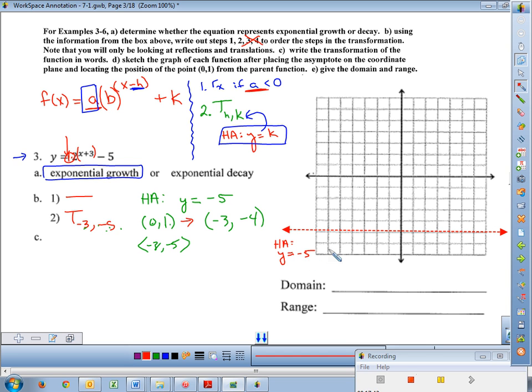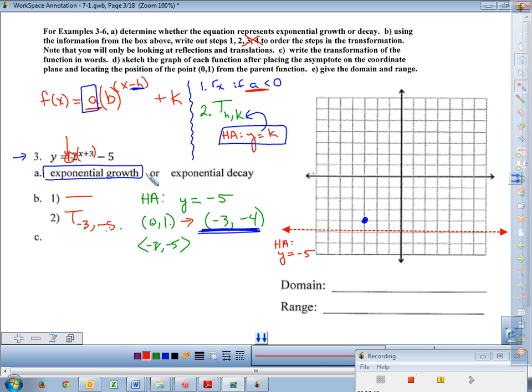We want to plot the new point of where 0, 1 translated to. That's this guy right now. Where is our new point located at? Negative 3, negative 4. So 1, 2, 3, 1, 2, 3, 4. It better not be on the asymptote. I can't touch the asymptote. And let's see if it's on the correct side.